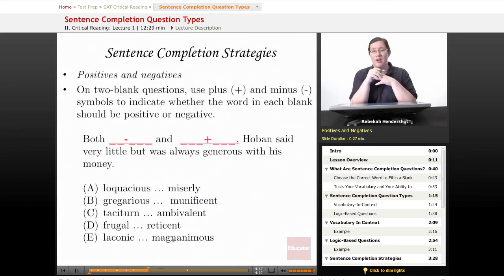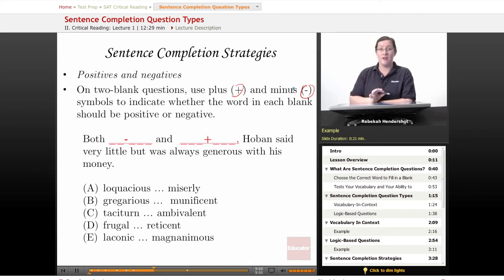All right. Our next strategy I call positives and negatives. Sometimes, even if you don't know exactly what a word means, and particularly with two blank questions, this is a helpful strategy. On two blank questions, use plus and minus symbols to indicate whether the word in each blank should be positive or negative. This is like Pick a Word, Any Word, but it's for 2 blank questions, and it's even more basic. Just tell me whether you want a positive or a negative word in the blank.